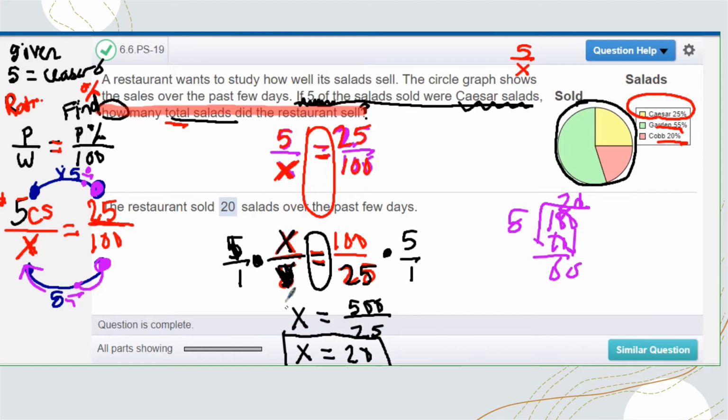So this is how you can do it when you can't use equivalent ratios, or if it's too much thinking involved. You can solve for the variable, but you want to make sure your variable is in the numerator.